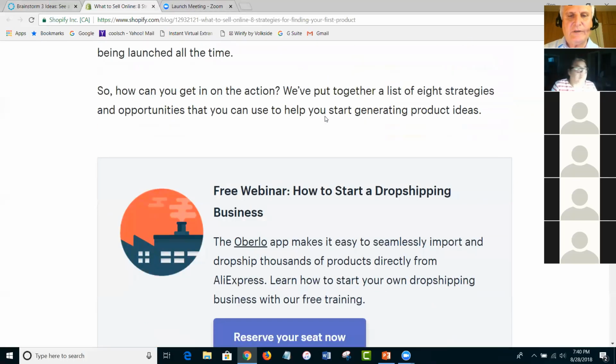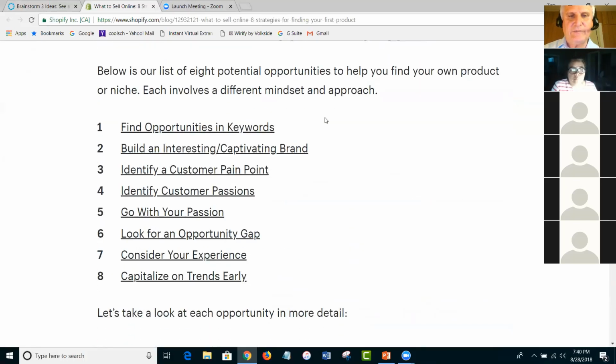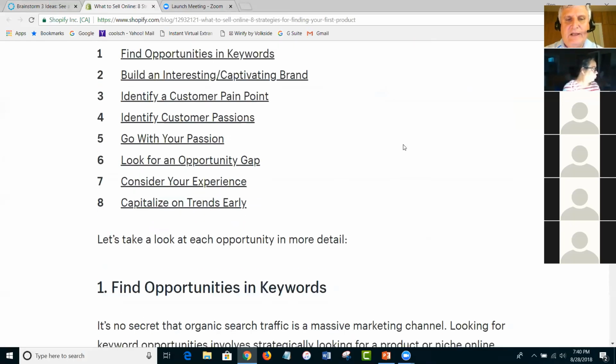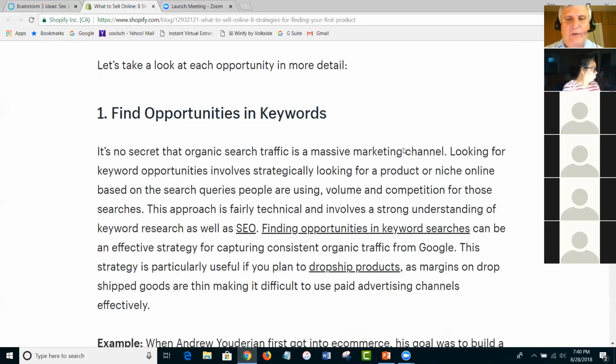So it talks about these 8 strategies: finding opportunities and keywords, building an interesting and captivating brand, identifying a customer pain point, identifying customer passions, going with your passion, looking for an opportunity gap, considering your experience, and capitalizing on trends early.